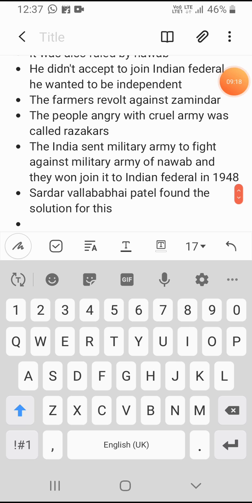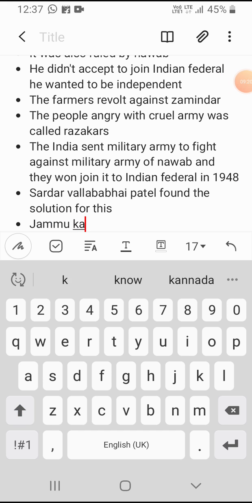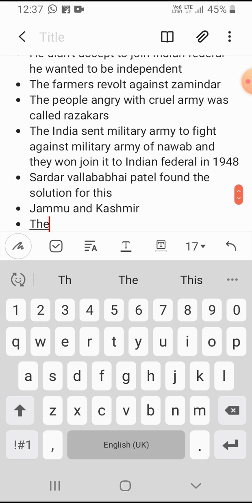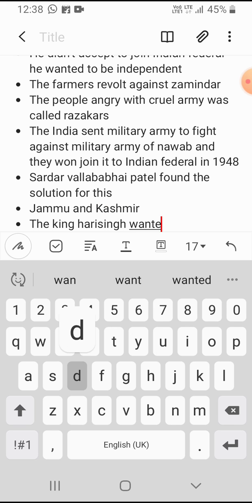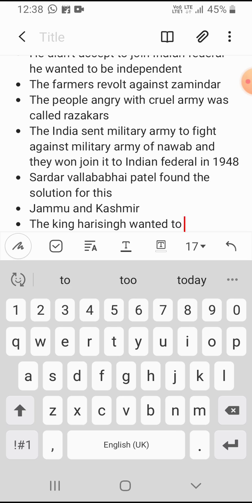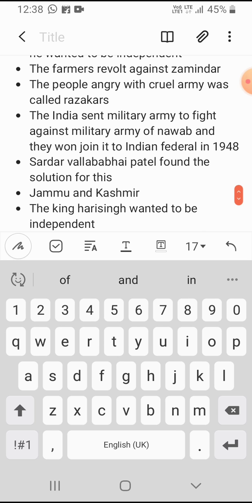So next is Jammu and Kashmir. How did Jammu and Kashmir join India? Let's see. The king Hari Singh was ruling Jammu and Kashmir. Hari Singh wanted to be independent. He did not want to join India or any other country's federation.